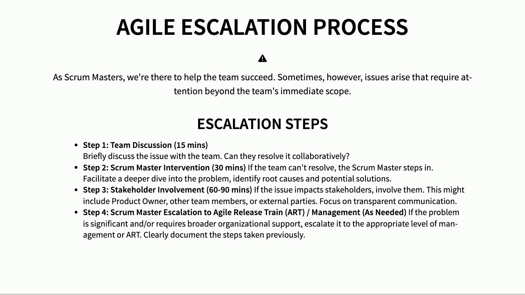Okay, let's talk about how we handle tough situations as Scrum Masters, specifically when things need a bit of extra support beyond what the team can manage on their own. The first step is always to bring it up with the team and see if they can work through it together. If that doesn't help, I jump in as the Scrum Master to really dig into the root cause and brainstorm solutions. Then, if the issue affects stakeholders or requires a wider view, we involve them directly. Keeping communication open and honest is key. Finally, if it's a major hurdle, we escalate it to our Agile release train or management team, always documenting everything that's been done so far.